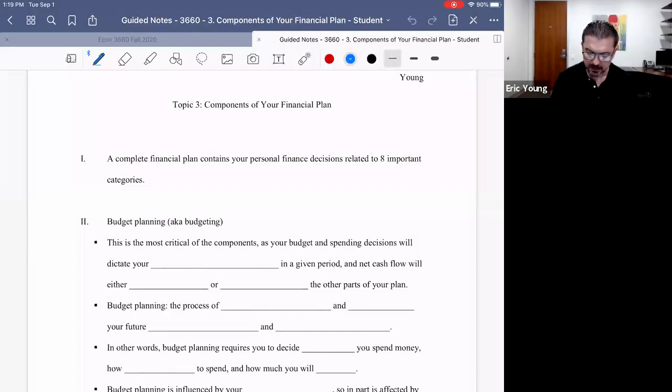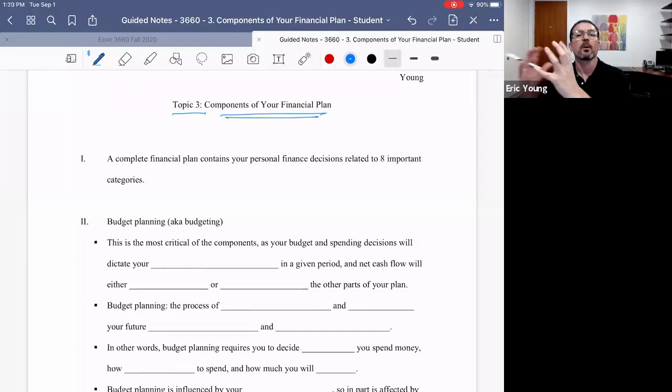This is lecture topic 3, and in this lecture, we are going to be giving a top-level overview of the components of a financial plan. By way of context, the different components that we identify today will form the modules or the units that make up this class. So what we cover in individual units and lectures moving forward will ultimately tie back in to these pieces.